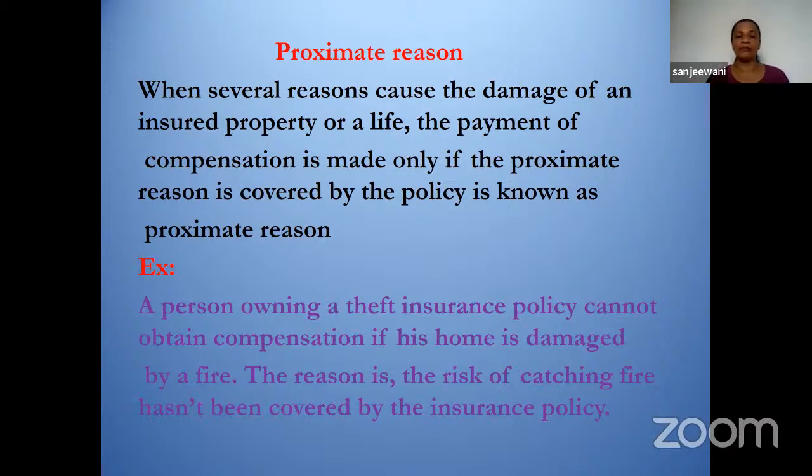In the example I have given, a person owning a theft insurance policy cannot obtain compensation if his home is damaged by a fire, because the risk of catching fire hasn't been covered by the insurance policy. This is known as proximate reason. Okay.